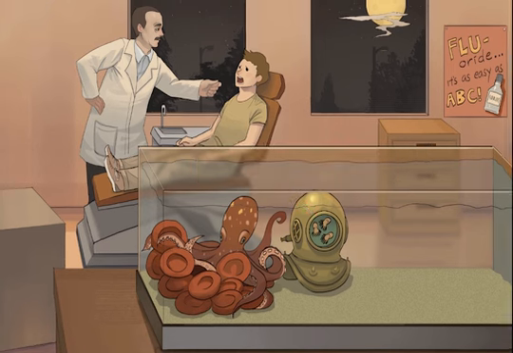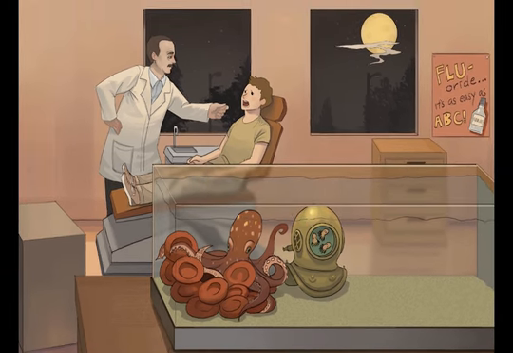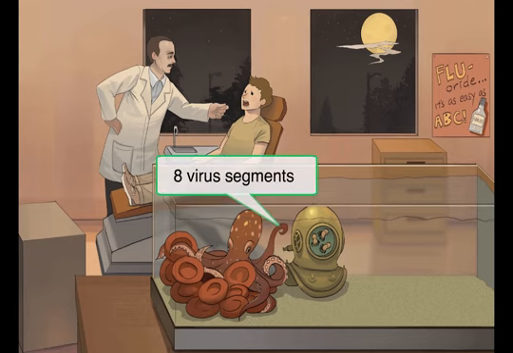So why did we choose an octopus to be the star of the aquarium? Because they're awesome. But really, it's because of those 8 arms. The arms represent the 8 segments of orthomyxovirus.